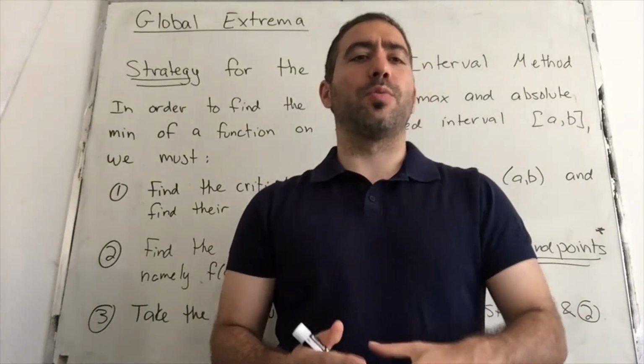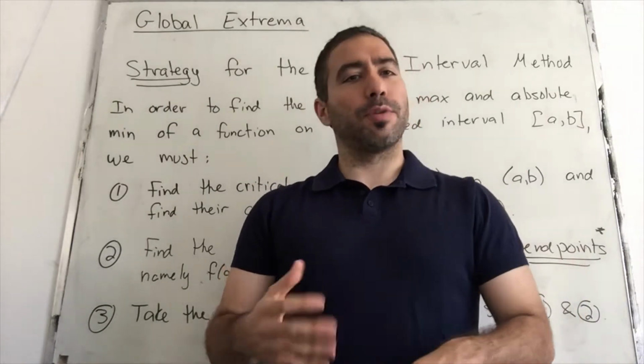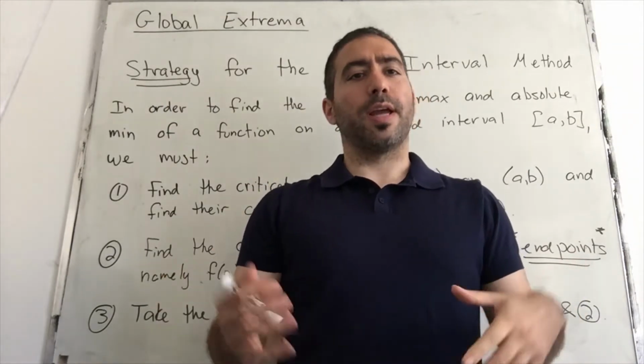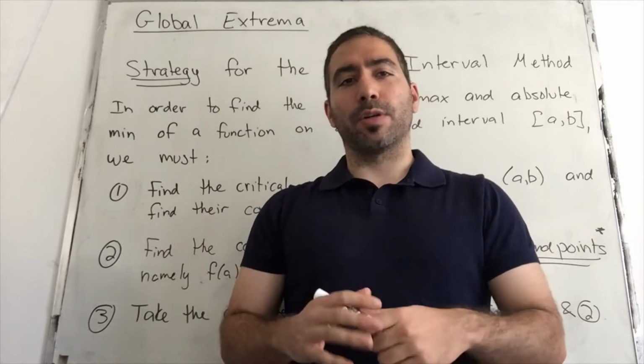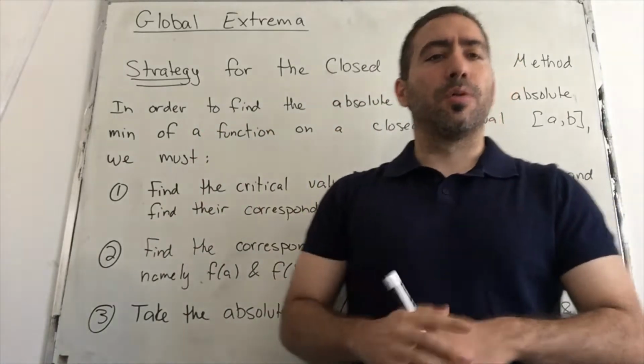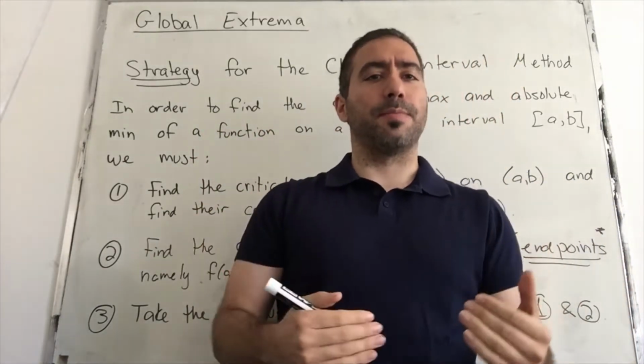So in my previous video we saw the extreme value theorem and we saw Fermat's theorem. So what we're going to do today is combine those two notions and find our global extrema, which is essentially the absolute maximum and minimum.